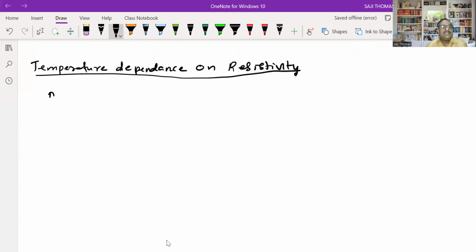We consider metals. You know, for metals, resistivity increases with the increase in temperature. Resistance also increases with increase in temperature. We can explain it using the above equation.